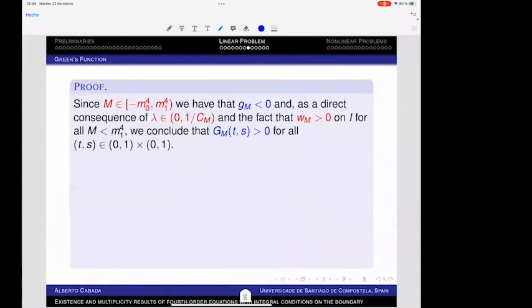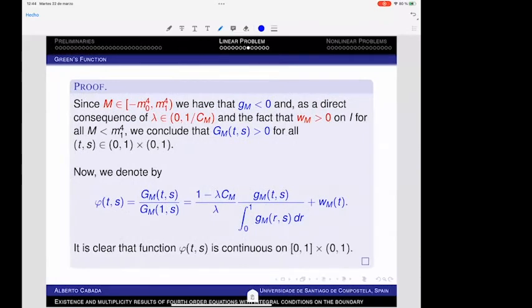The first one, as I told you, is trivial, that is positive immediately. And the other one is given like this, okay? We consider GM(t,s) over G1(t,s). This has a singularity at s equals 0 and s equals 1 because this function will be 0.